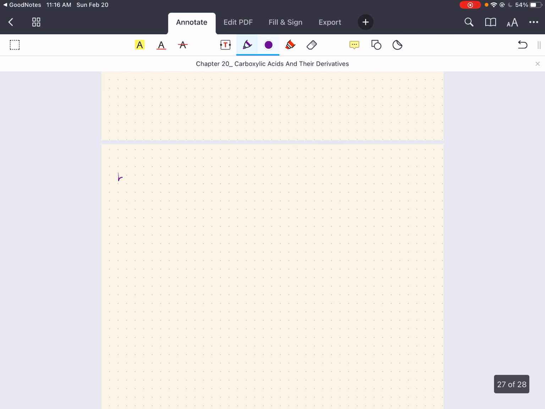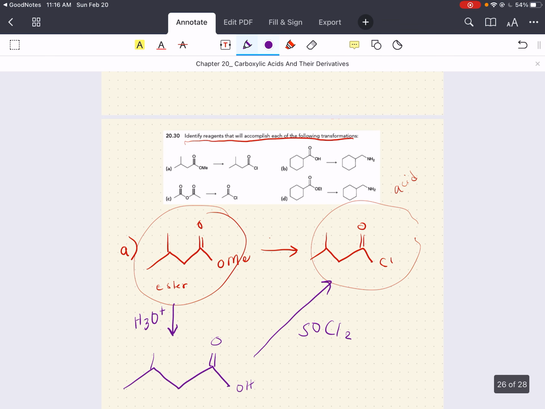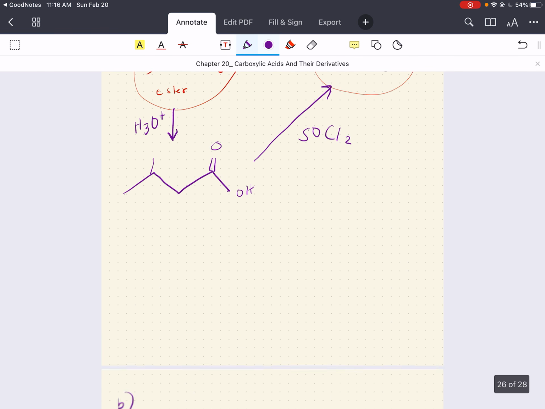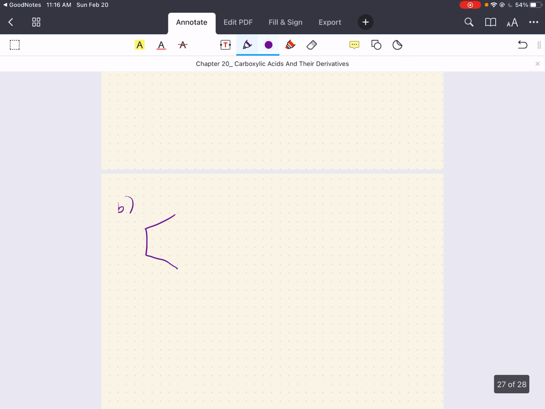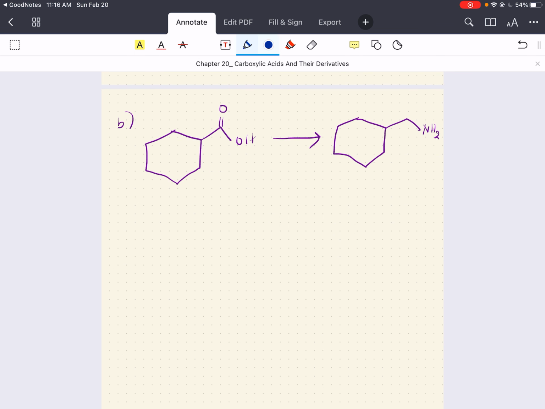Let's try to do B now, and I'll leave C and D for you to make an attempt. Let me see what B looks like. Let's draw this out. We're starting off with a carboxylic acid, and we are trying to form this group right here. One way we can do this is to take our carboxylic acid and convert it to an acid chloride, a carboxylic acid derivative.